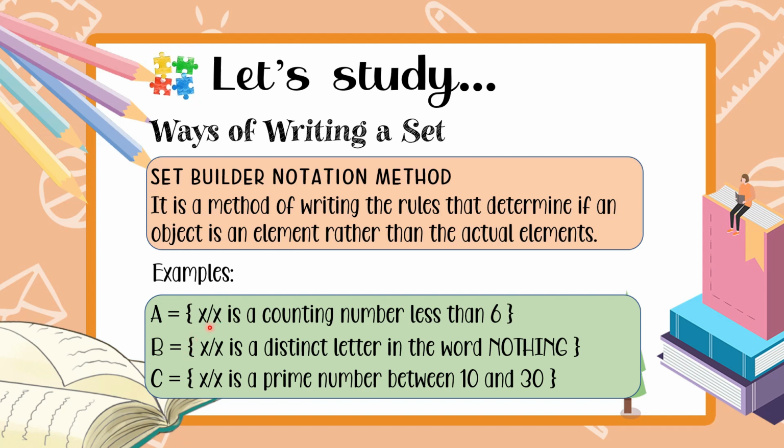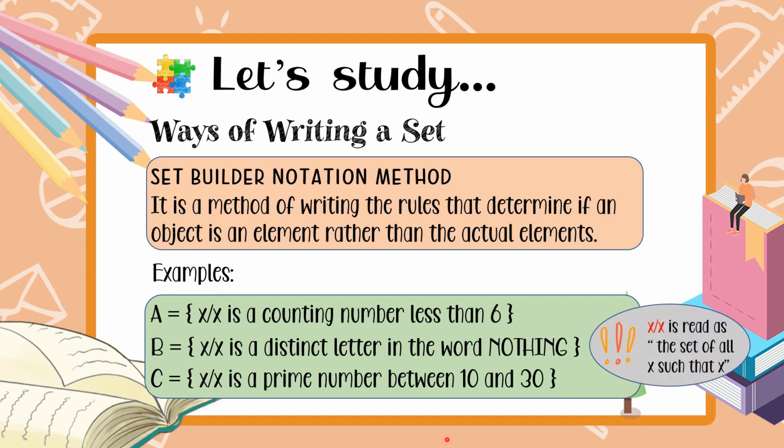So, paano ba binabasa yung {x | x} na yan? So, that's {x | x}, also read as the set of all x such that x. So, si set A, ganito siya babasahin. Set A is the set of all x such that x is a counting number less than 6. So, lahat ng counting numbers less than 6 ay kasama sa set A.